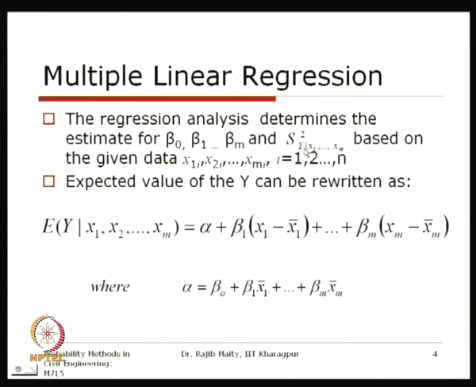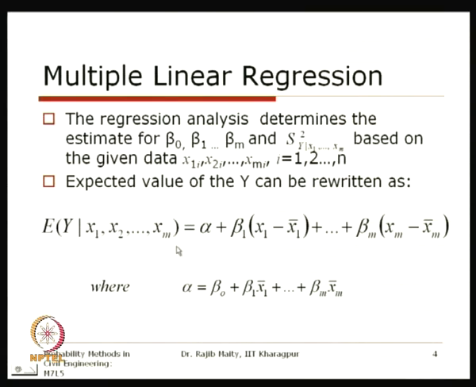Now, this s_y squared given x1, x2, x3 up to xm is the conditional variance of the target variable y. This conditional variance should reduce with respect to the unconditional variance, which is s_y squared, and the more the reduction, the better the model. At the end of this lecture, as I was discussing, we will see how that information is related to the correlation coefficient.